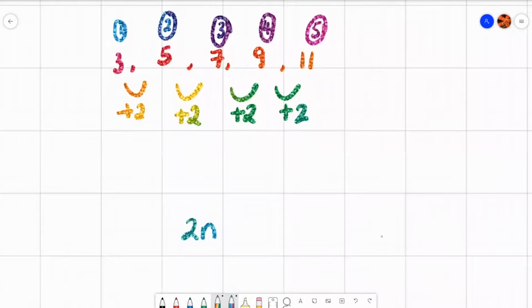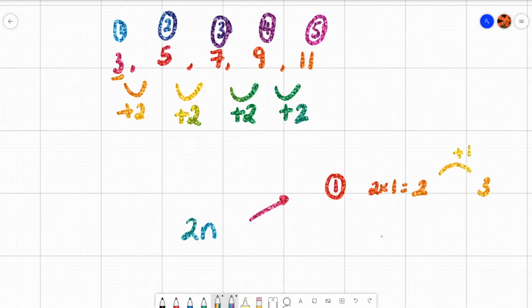Well, let's have a look. My first number in my pattern here, so if I'm just going to write that there, my first number in my pattern would be 2 times 1, which is 2. But my first number is not 2, it's 3. How do I get from 2 to 3? Well, I need to add 1. My second number in the 2 times table would be 4, wouldn't it? 2 times 2 is 4. But my second number is not 4. It's 5. Well, how do I get from 4 to 5? I have to add 1.